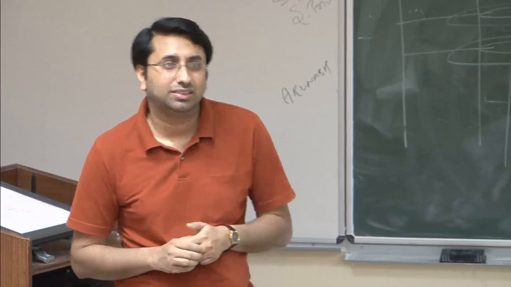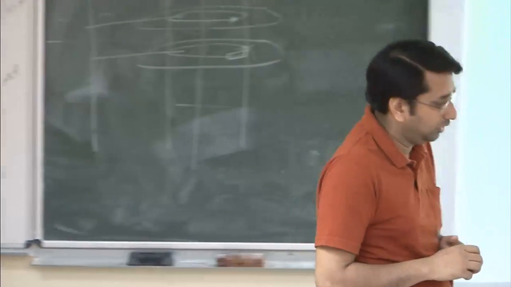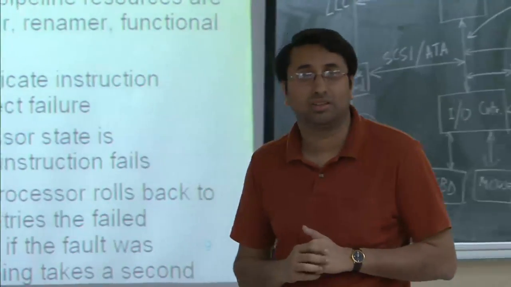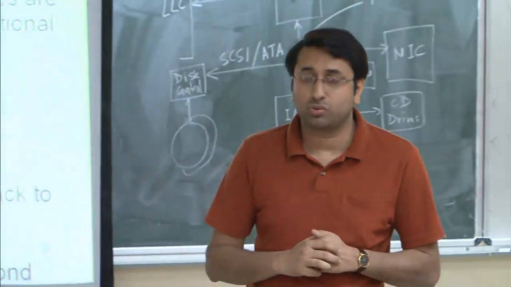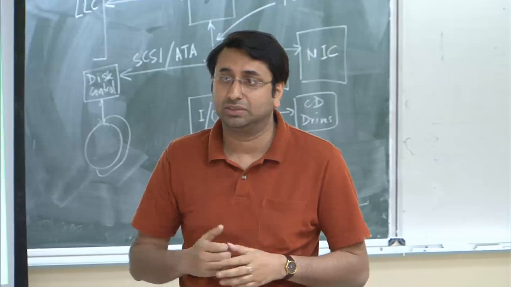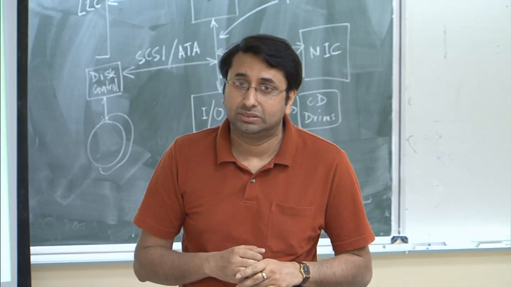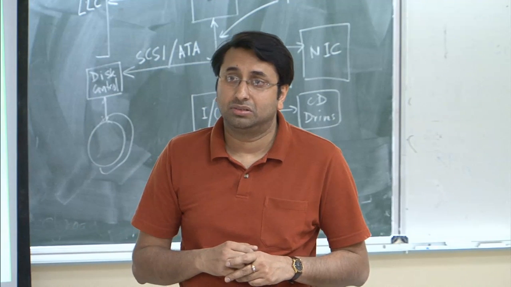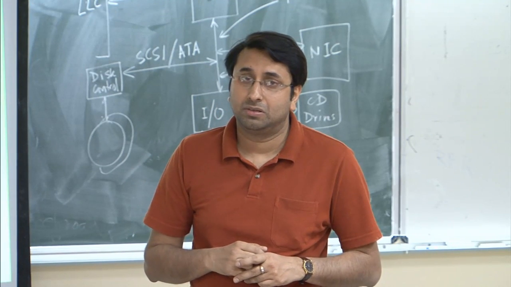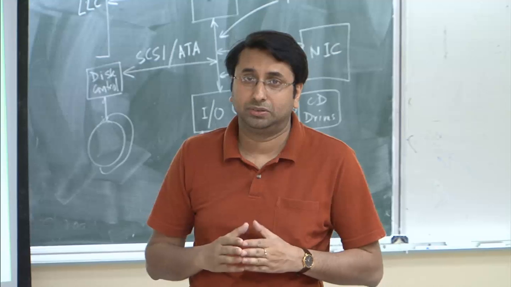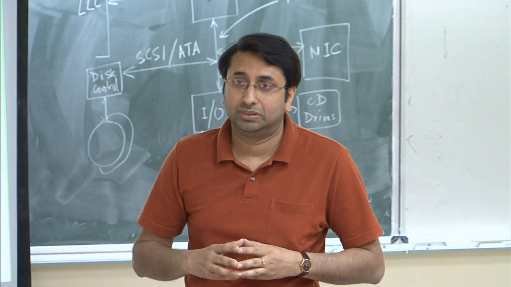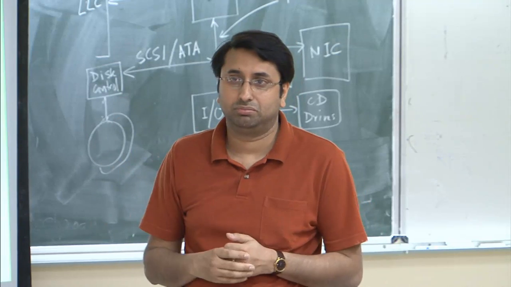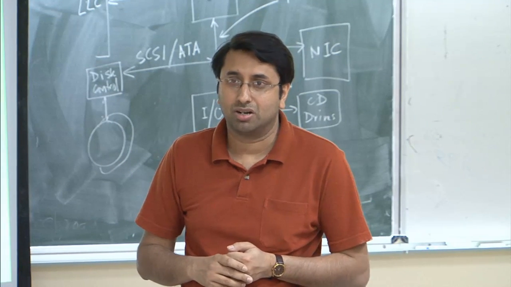So how does it know which pipeline is failing? It doesn't know. So that's what I'm asking. Does it help in any way? So with three pipelines, I get three results, and then? What if they don't match? Suppose the three results are not identical.